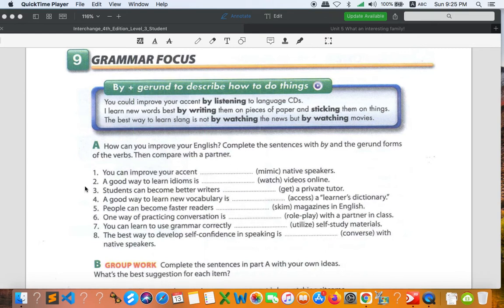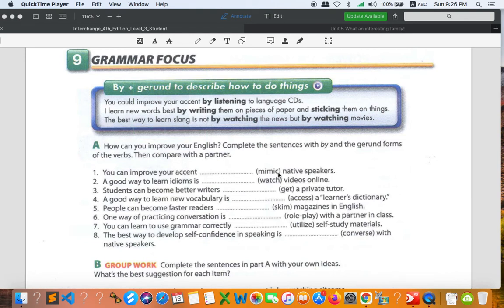So let's try exercise A all together, before we finish the lesson. So number 1, you can improve your accent. What? So we have to use by plus gerund, right, to describe the process. So you can say you can improve your accent by mimicking, all right, native speakers.